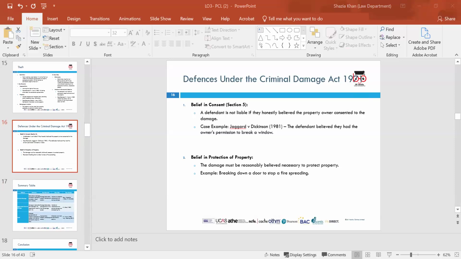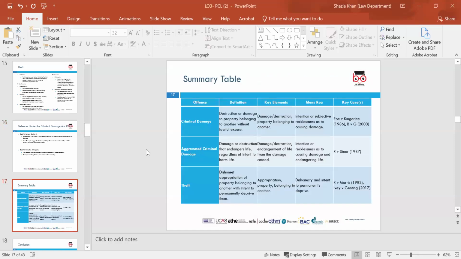Immediate need, so if the property needed immediate protection. Another one is life, injury, or imprisonment, so if the damaged property to prevent injury, stop unlawful imprisonment, or save life. Summary table here identifies the offences: criminal damage, aggravated damage, theft, with reference to definition, key elements, mens rea, and key cases such as Rowe and Kingerley, Aaron Steer, Aaron Morris.